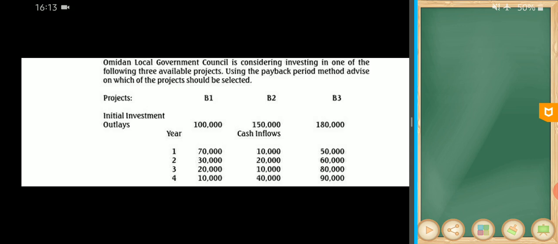I hope we understand. So the first one, we recoup our money in 2 years. The second one, we could not even recoup our money throughout the lifespan of the project. Then the third one, we recoup our money in 2 years and 10 months. So you will advise them to select what? The first project, because it recoups its money in year 2.